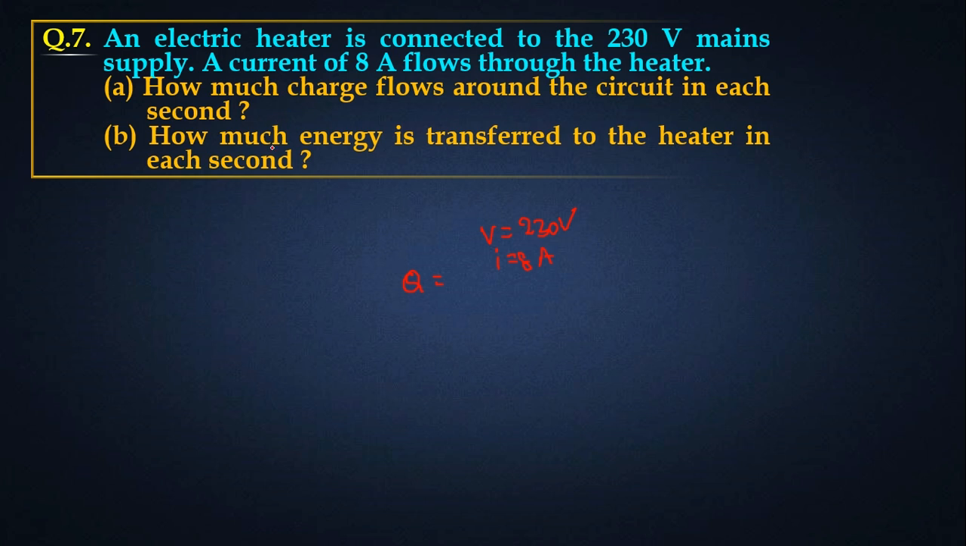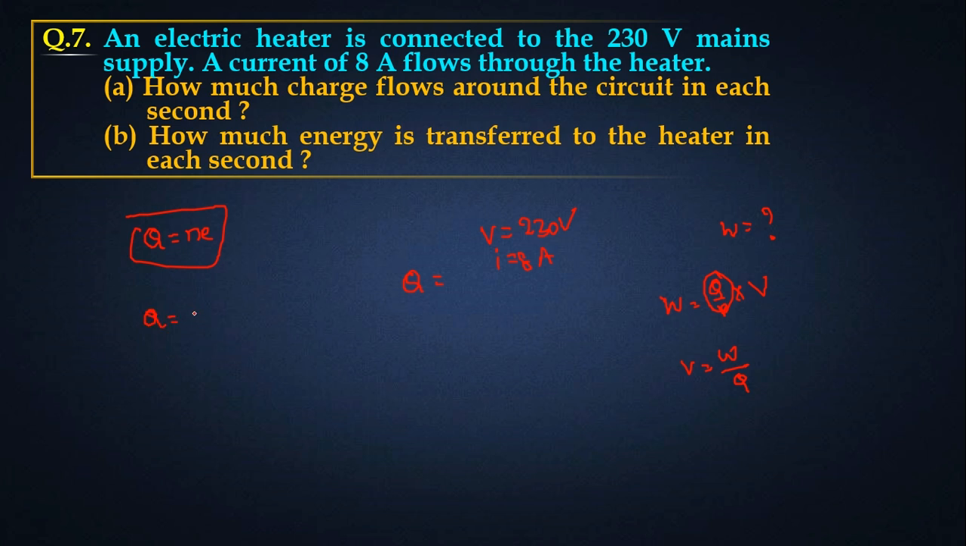How much energy is transformed in the heater in each second? Energy transformed, that is W. What is the formula? V is equal to W by Q. Then W is equal to V into Q. So we should get a Q value. What is the formula to get Q? Q is equal to n e, that is one option.